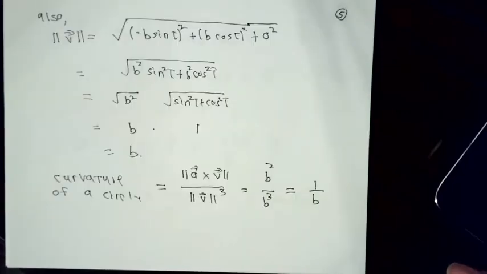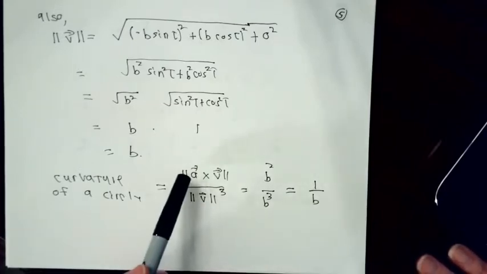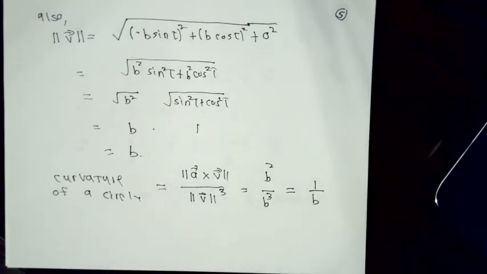We also need to know the speed, but that's just the magnitude of the velocity vector. A very similar calculation reveals that the speed here is equal to b. According to what we said previously, the curvature is the magnitude of a cross v divided by the speed cubed. That would be b squared over b cubed, which is 1 divided by b. At every point on a circle of radius b, the curvature is the same, and it is the reciprocal of the radius of the circle.